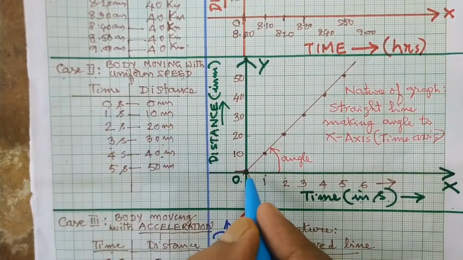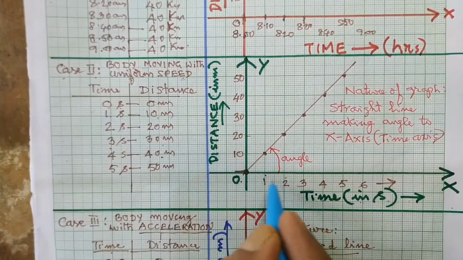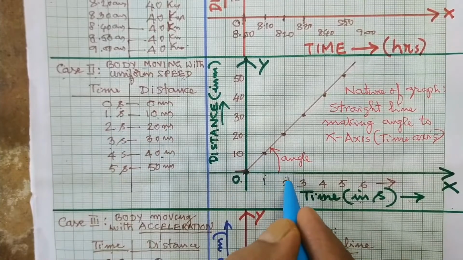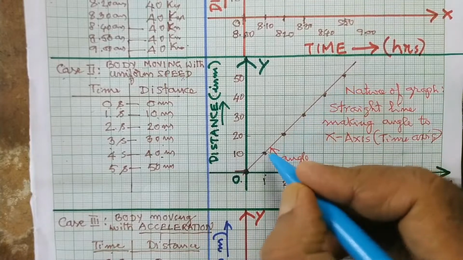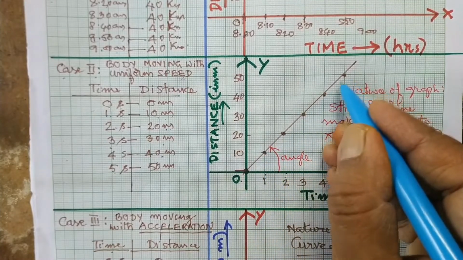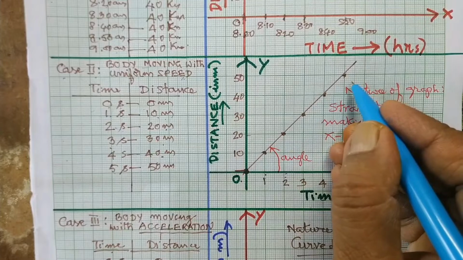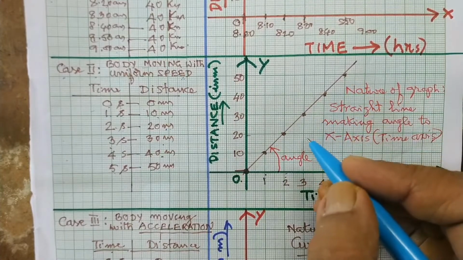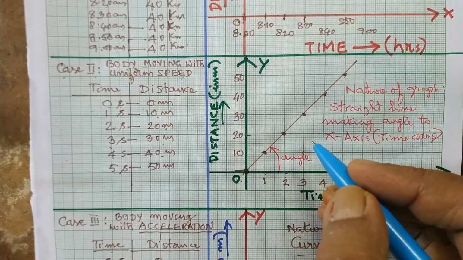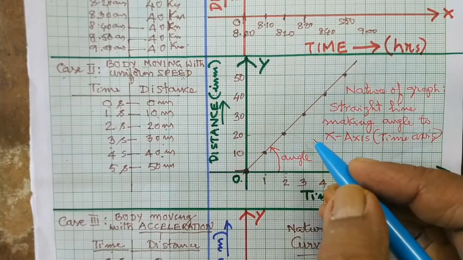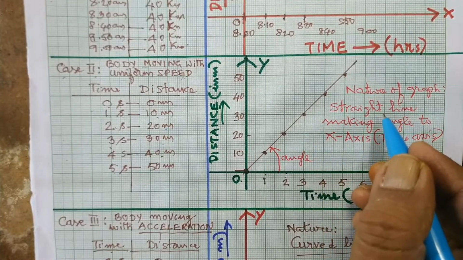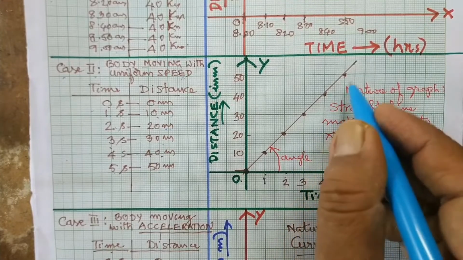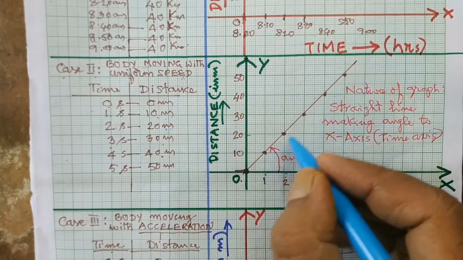0 seconds 0 meter, 1 second 10 meter, 2 second 20 meter. Like that up to 5 seconds we have drawn 50 meter, and we joined all the points. Then we are getting the graph line like this. This graph line is also a straight line, but it is not parallel to the x-axis because distance covered is not same. I mean to say it is not constant distance. Distance is increasing every second. Therefore, you are getting a straight line.